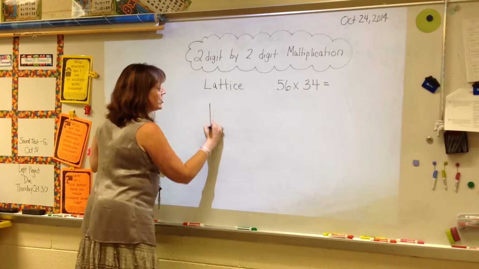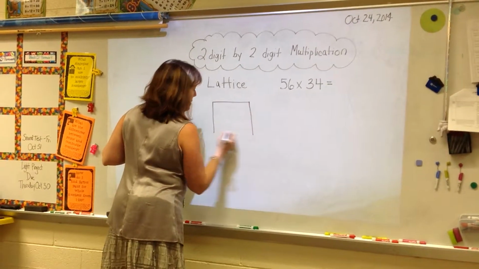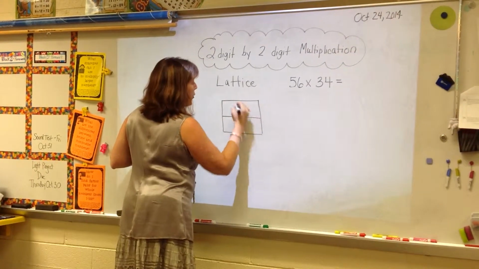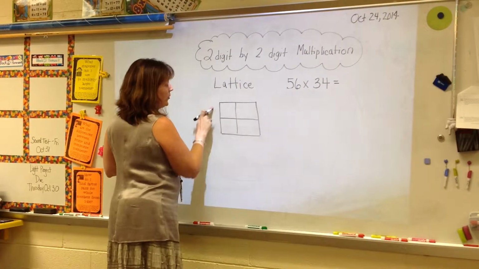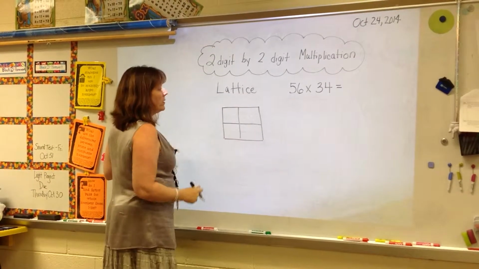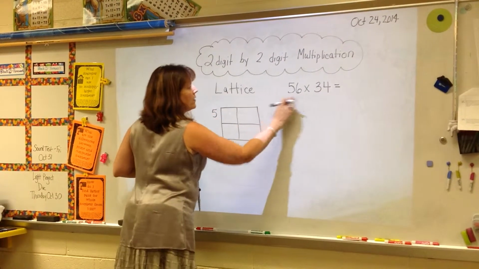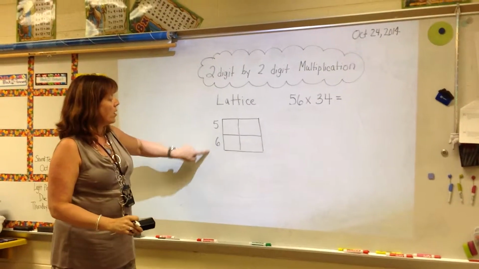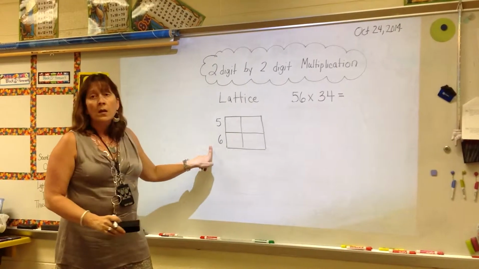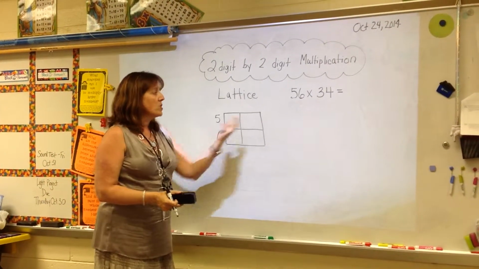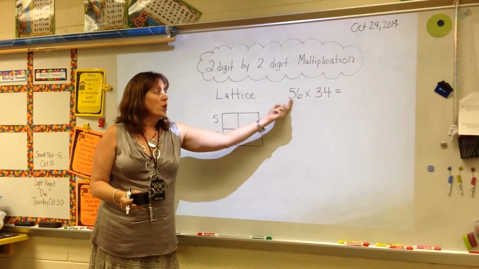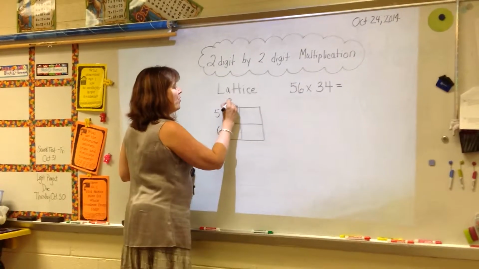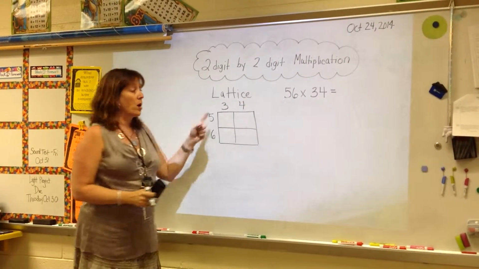And the first thing that we're going to do is draw a square. Because it's two-digit by two-digit, we're going to make a grid that's 2 by 2, meaning 2 rows and 2 columns. Then we're going to take the first factor, 56, and put it on our width dimension. What's different about the lattice is that we don't split these up by place value. So we're not going to do the 50 and the 6 this time. We're just going to do the 5 and the 6 and the 3 and the 4 across the top.